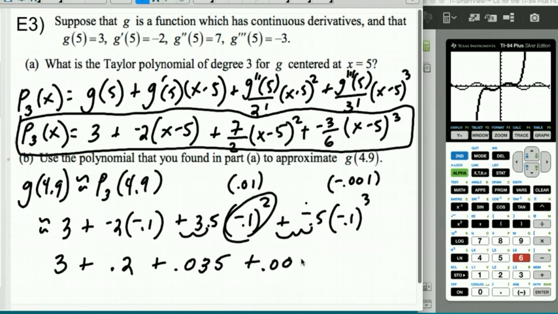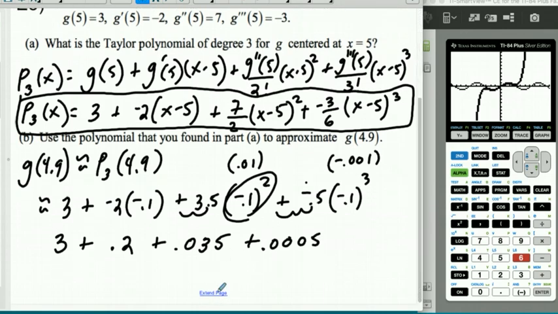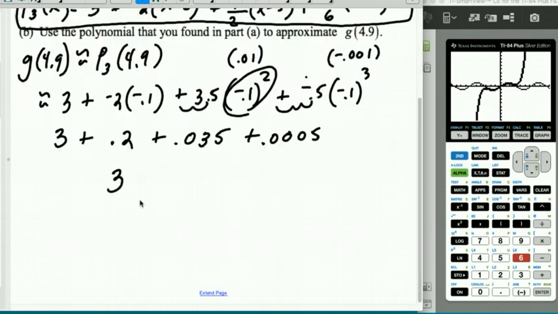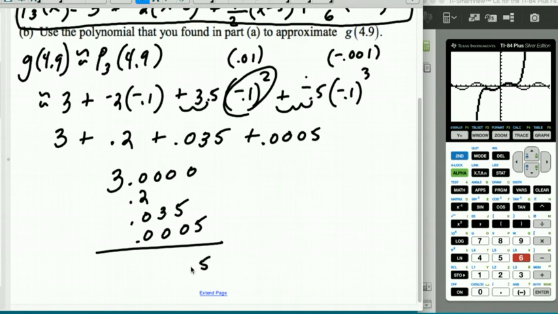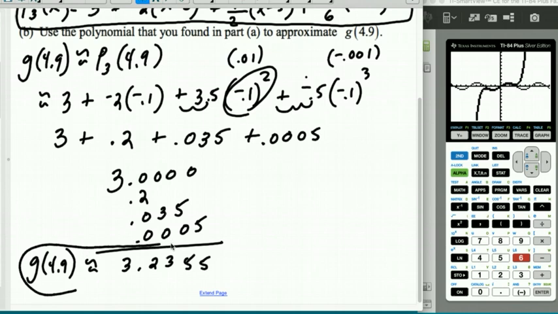0.0005. And you might think, oh, that's horrible, but really it's not, because you're just adding decimals straight down, right? If you line them up, if it helps you, you can do this, right? This is a 0.2, and this is a 0.035, and this is a 0.0005, right? If you add straight down, this is a 5, this is a 5, this is a 3, this is a 2, and that's a 3, and there you have it, right? So your g of 4.9 is approximately this value.